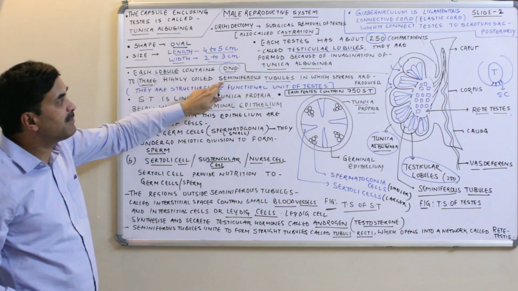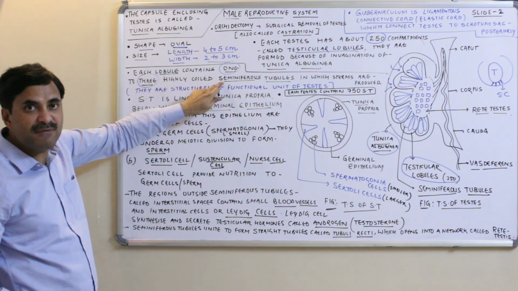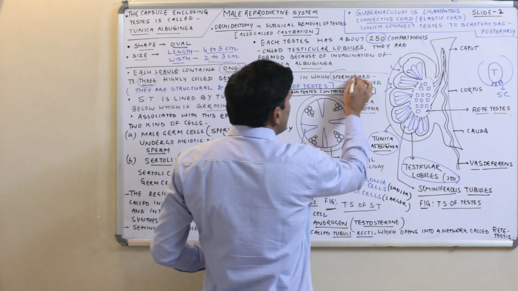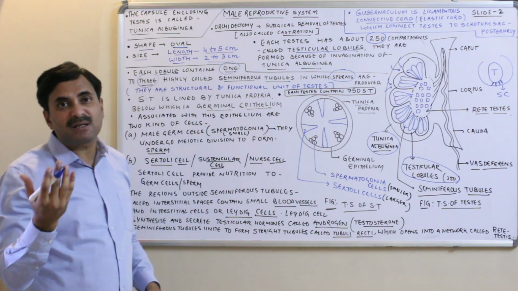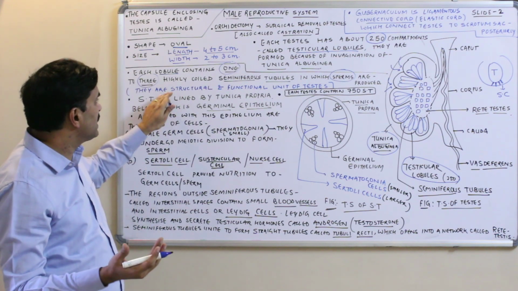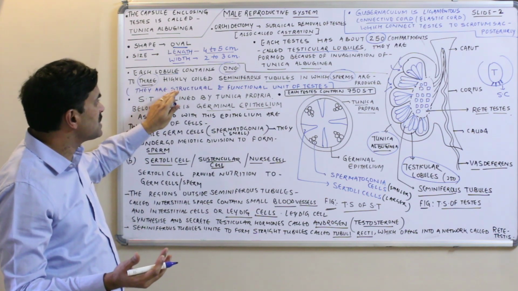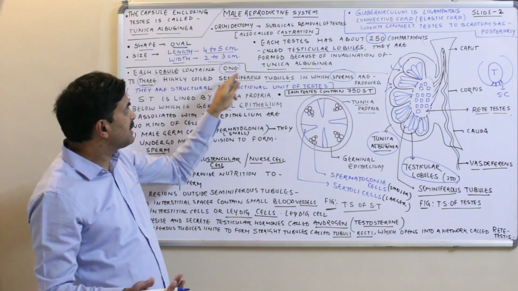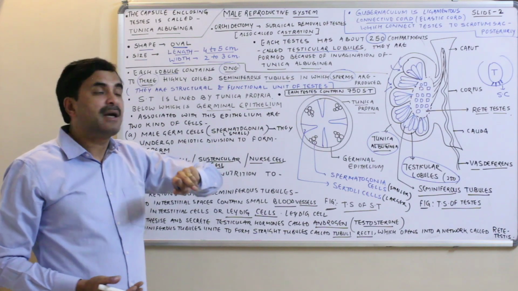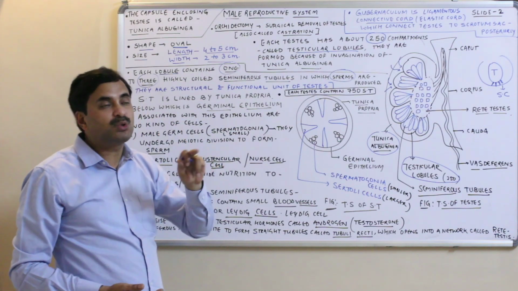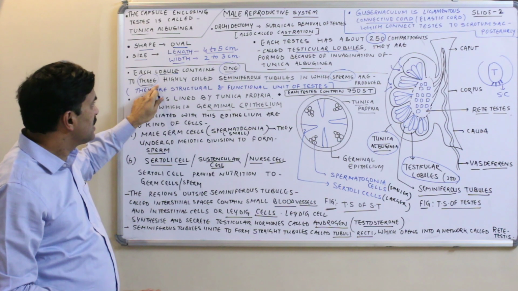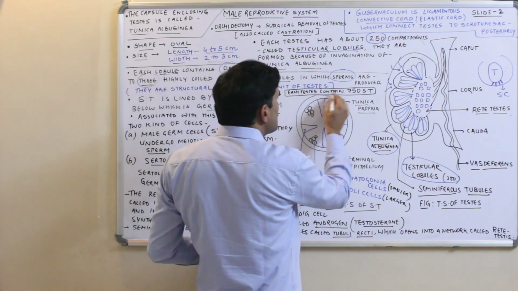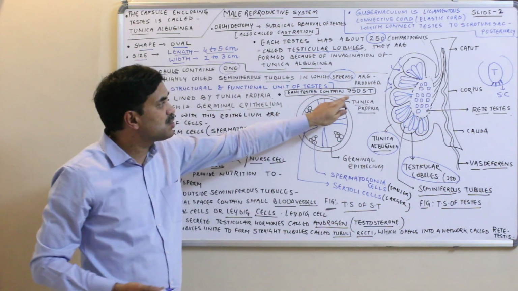highly coiled seminiferous tubules, and seminiferous tubules are the tubules in which sperms are produced, and sperms are the male gametes. So we can say that the seminiferous tubules are structural and functional units of the testes. Now if there are 250 compartments and in each compartment 2 to 3 seminiferous tubules are found, how many seminiferous tubules does each testis contain?